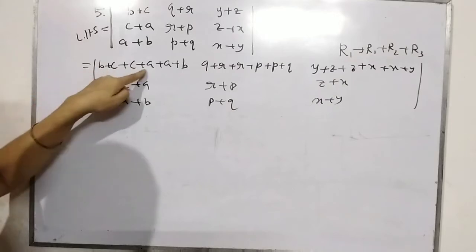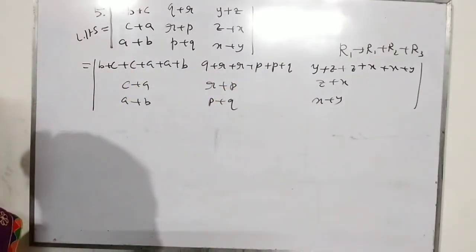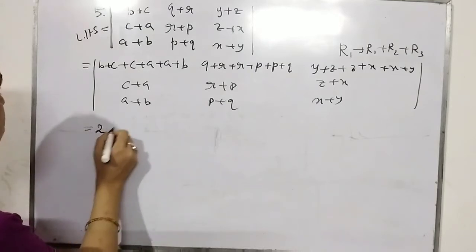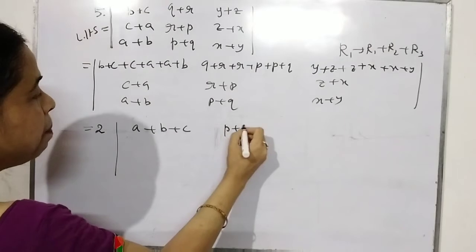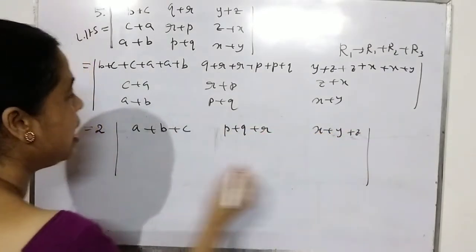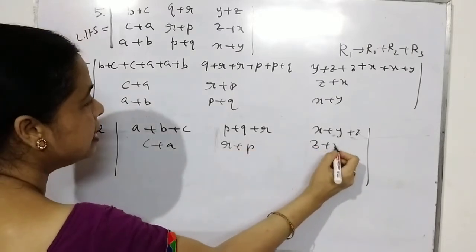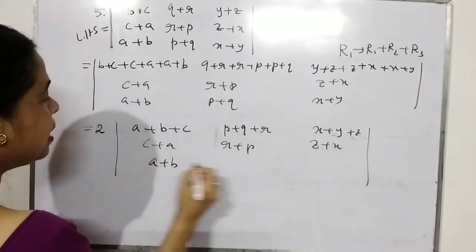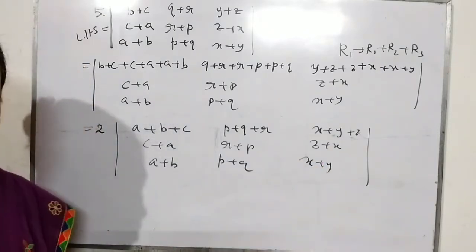Now you see here 2 times of A, 2 times of B, 2 times of C. Similarly here also 2 times of P, Q, R coming. This is also 2 times of that. So 2 will come common from the first row. Bracket, what is left? A plus B plus C, P plus Q plus R, X plus Y plus Z. And here C plus A, R plus P, Z plus X, A plus B, P plus Q, X plus Y.